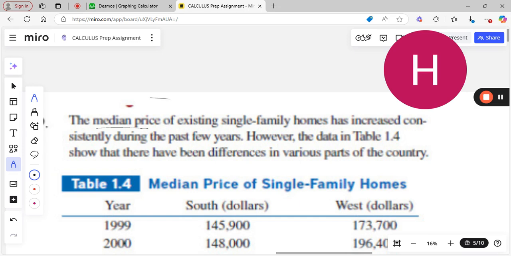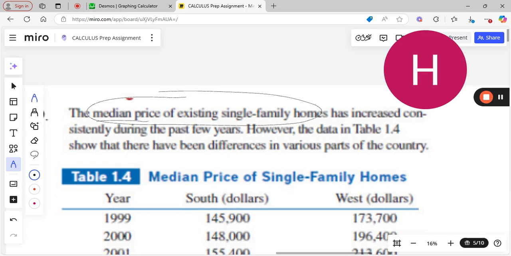So in this case, if we get all of the existing single-family homes, we can take all of those values of single-family homes, line them up in order from least to greatest, and if we have any repeats that are the exact same price, that's okay. We have to list them multiple times, one for each home, and then we would take the middle value. That has been recorded, and it's noted that it has increased consistently during the past few years.